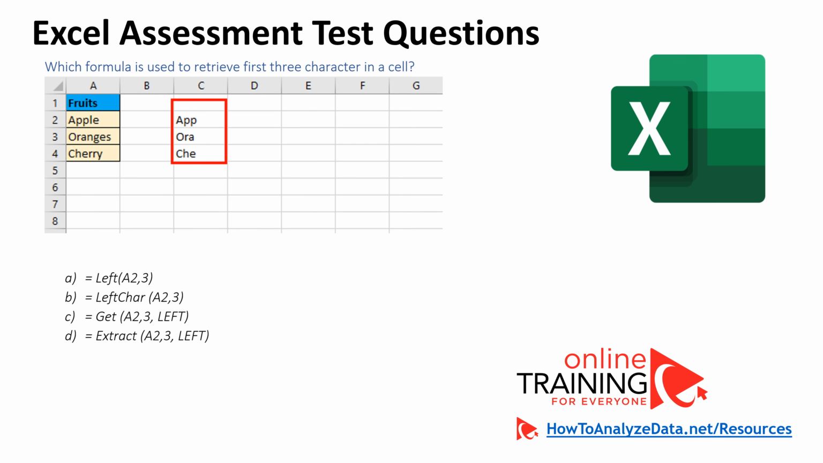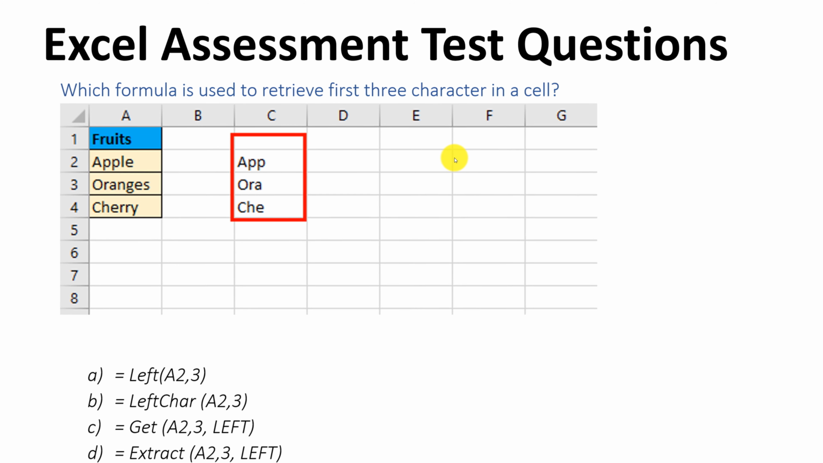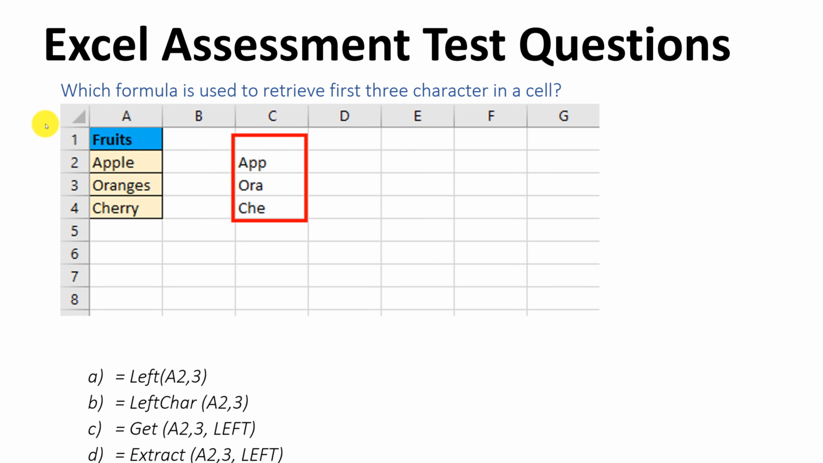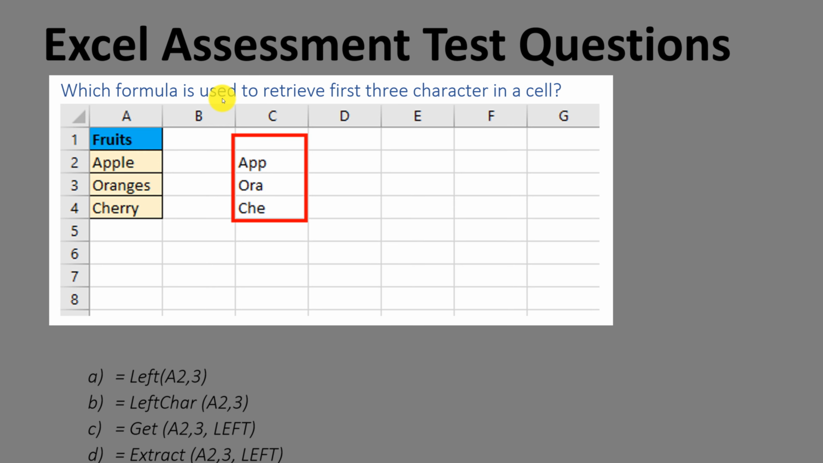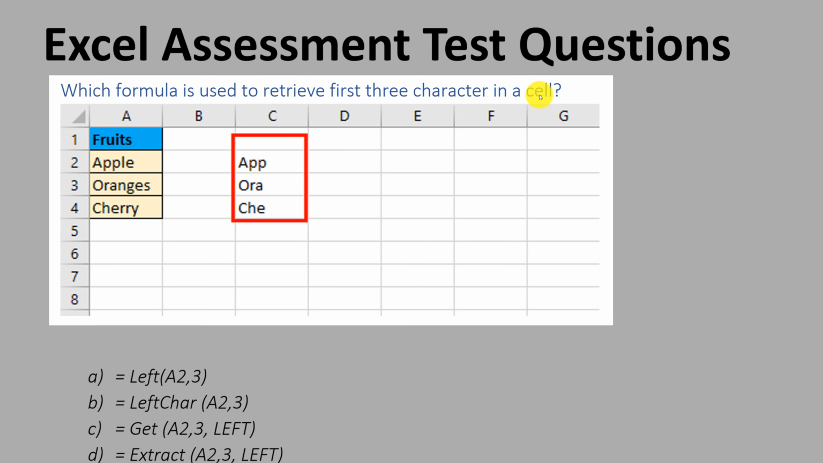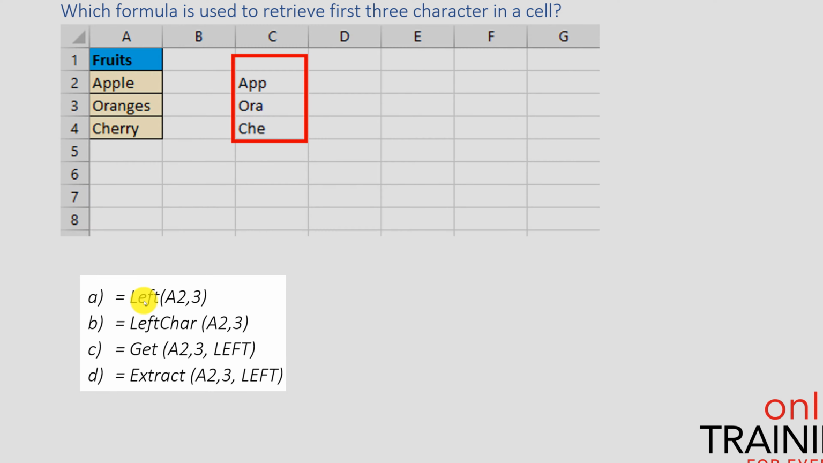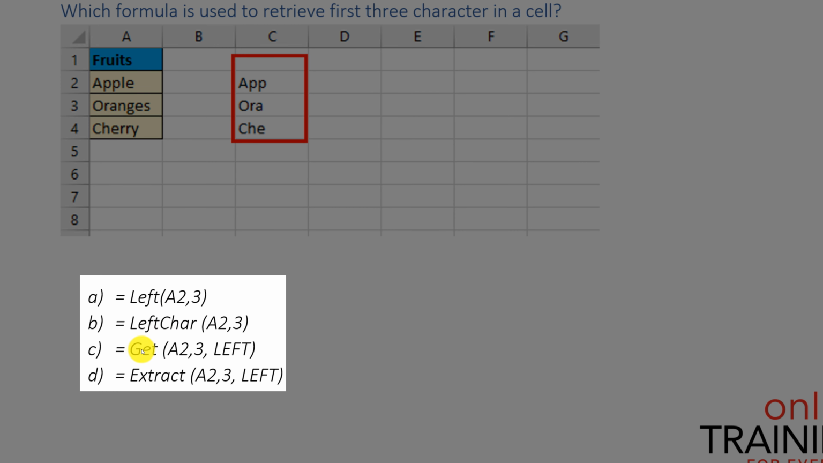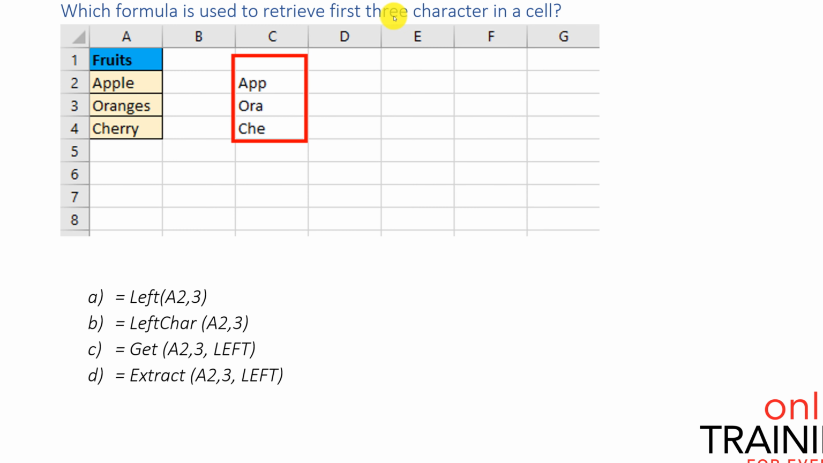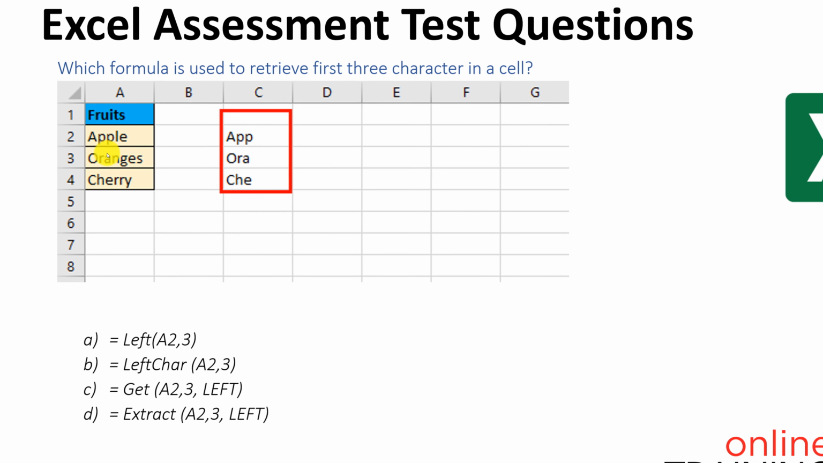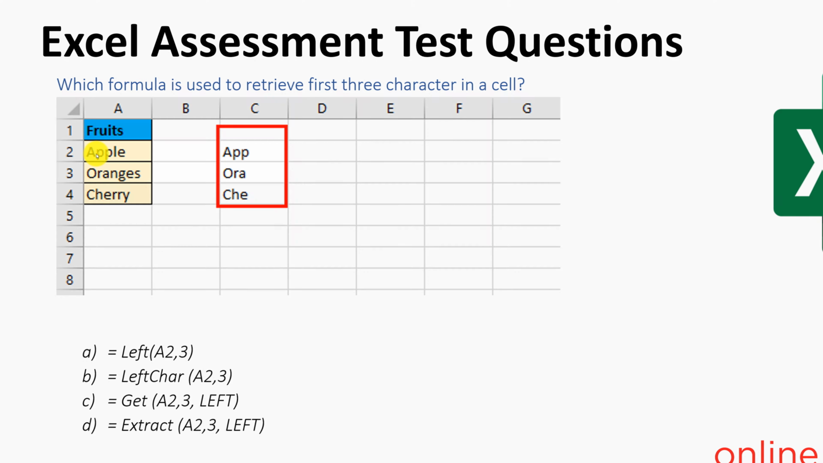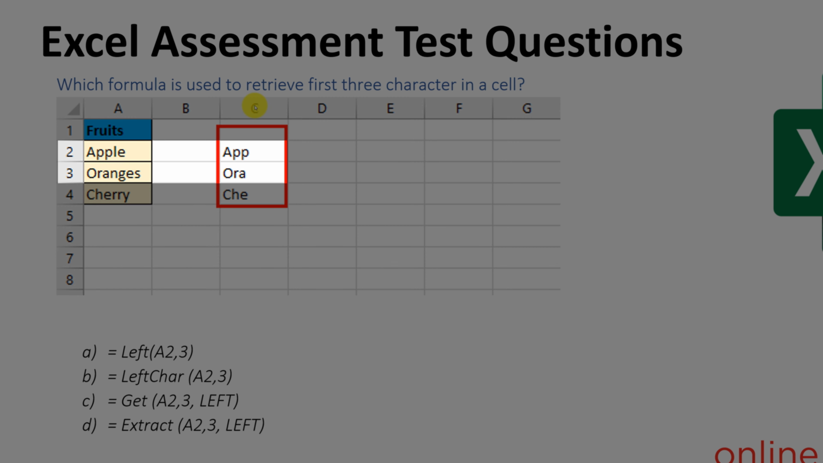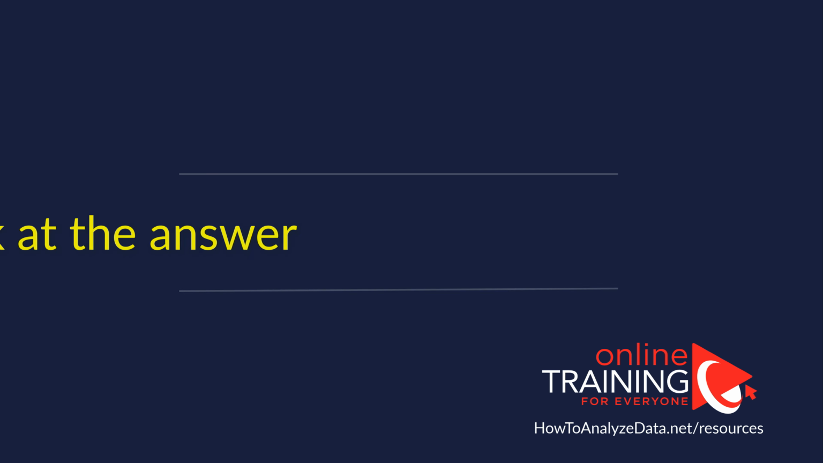Very frequently, you are being tested on your knowledge of Excel formulas. And this is one of those questions, where you will be asked which formula is used to retrieve the first 3 characters in a cell. And you're given 4 different choices: left, left char, get, and extract. So what does it mean, first 3 characters in a cell? It means that it's probably going to be on the left side. So for a sample of apple, you see on column C, where the values are highlighted, the first 3 characters would represent APP. For oranges, it would be ORA. So what do you think is the right choice here?